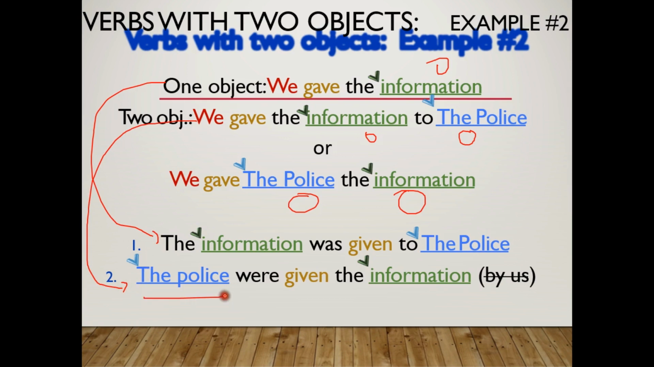The police, look at this. The police were given the information by us. Were given the information by us. It's not like this, guys. Don't think about this one: the police, the information were given. No. So if you say that, remember, we focus on the action. Okay. So the police were given the information by us. Okay. All right. This is example 2.